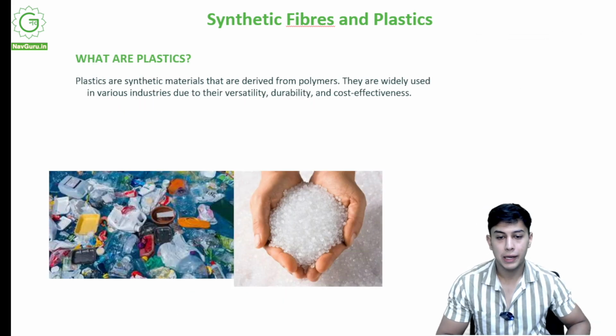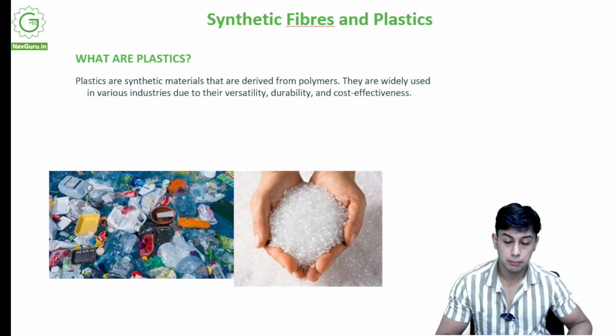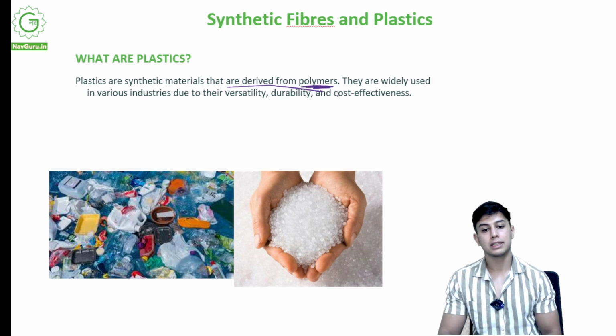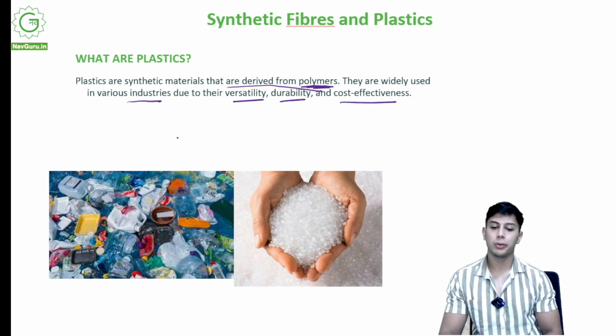Now we come to plastics. What are plastics? Plastics are synthetic materials that are derived from polymers. How do I get plastics? From polymers. They are widely used in various industries due to their versatility, durability and cost effectiveness. We all know about plastic. Why do we use plastic?